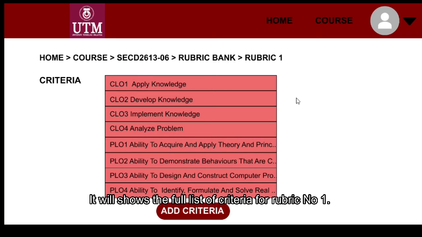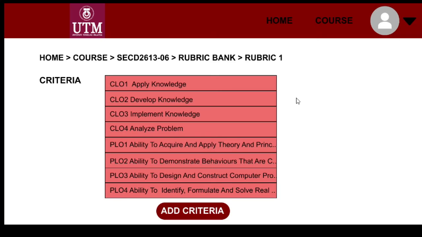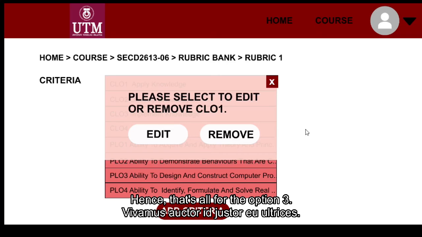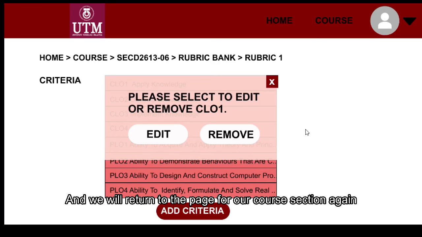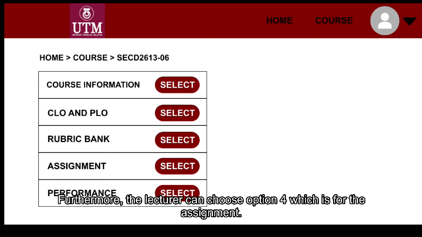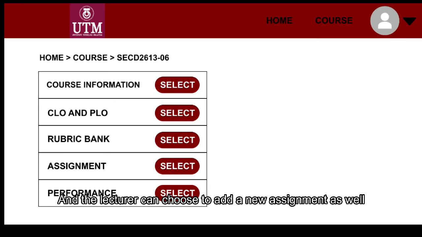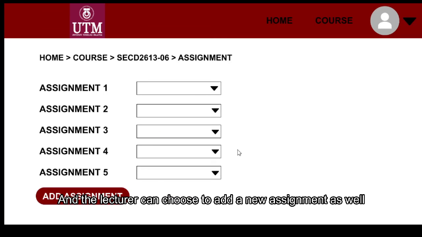So it will show the full list of the criteria for rubric number 1. And the lecturer can add a new criteria as well. Next, by clicking on the criteria CLO1, for instance, the lecturer will be able to edit it or remove it. So hence, that's all for option 3. And we'll return to the page for our course session again. So furthermore, the lecturer can choose option 4, which is for the assignment. Hence, the system will show the list of all the assignments that the lecturer created before, and the lecturer can choose to add a new assignment as well.